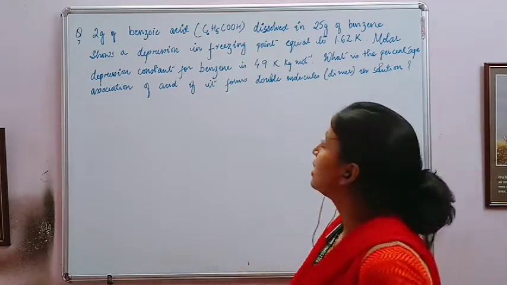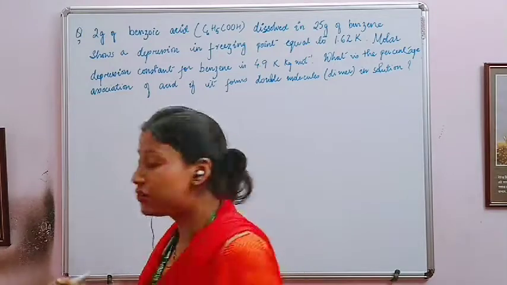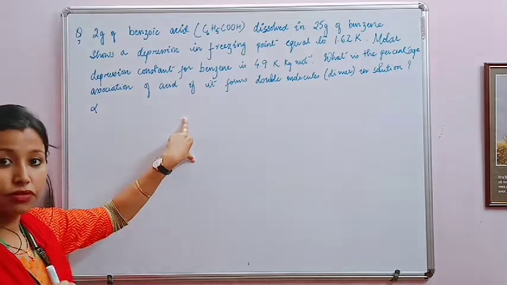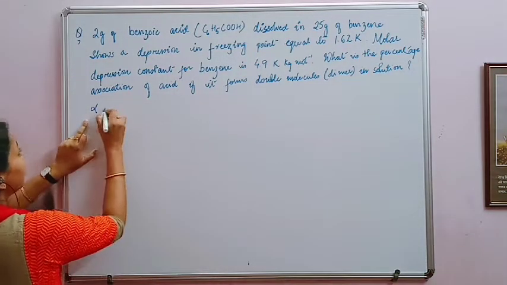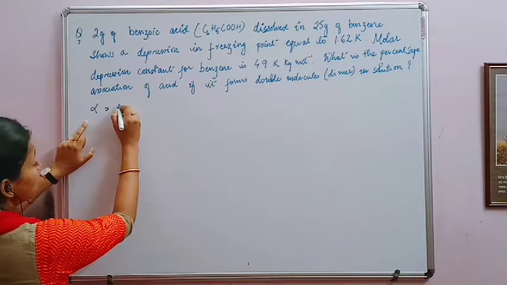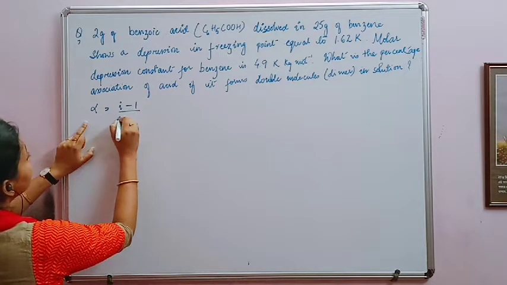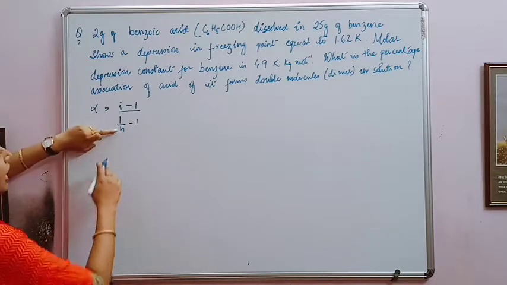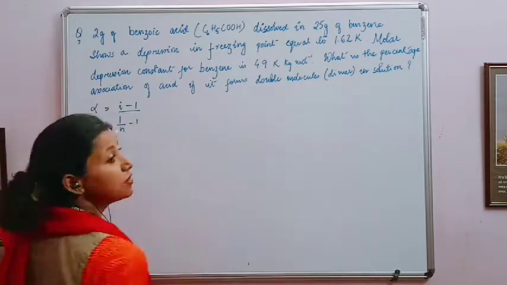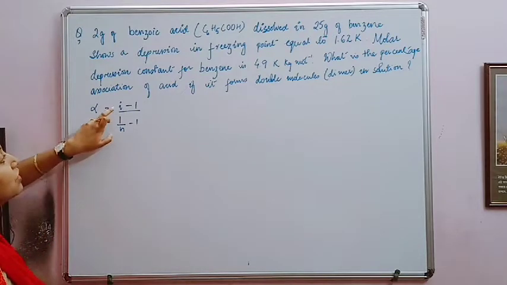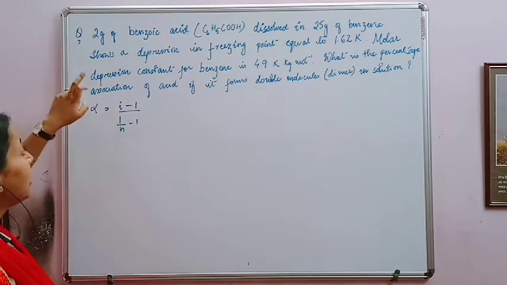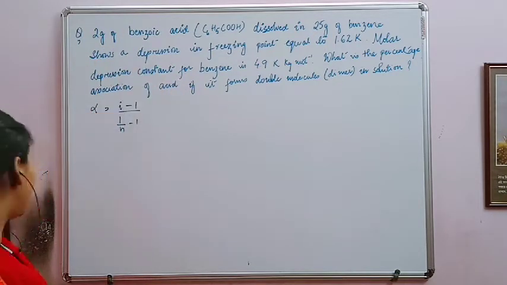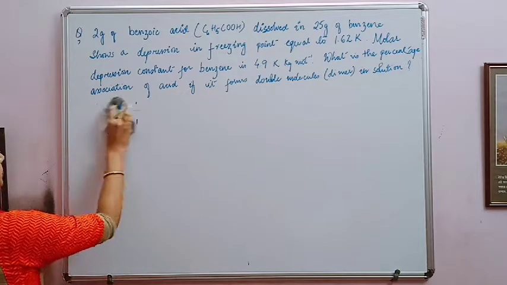The percentage association, that means they have asked you to find alpha. Now, for association, the formula for degree is alpha equal to (i - 1)/(n - 1). Now n is there with us because it forms a dimer, so n will become 2. I need to find out the Van't Hoff factor i. How to find out i? All the other information is there in the question. We will use that. Let's start.